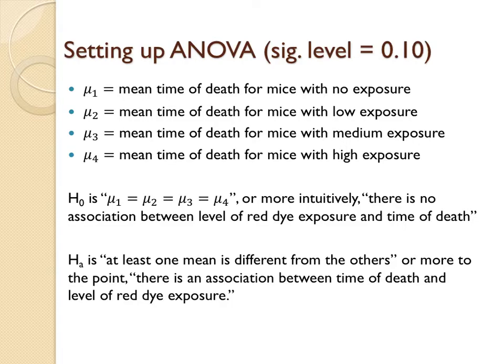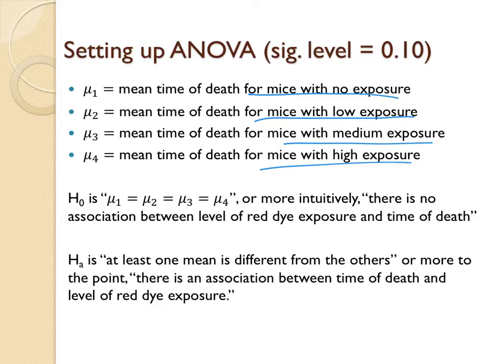So the first thing we have to do is carefully state the population means that we are studying. Mu1 will be the mean time of death for mice with no exposure. So notice that the mice that are in my sample are basically randomly chosen from this group, from the group of all mice with no exposure. It's very important here to remember that these are population means. So these are the mean time of death for the mice who would have these different exposures to red dye, not just the ones that I did the experiment on.